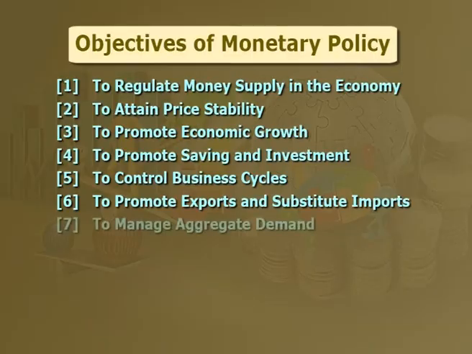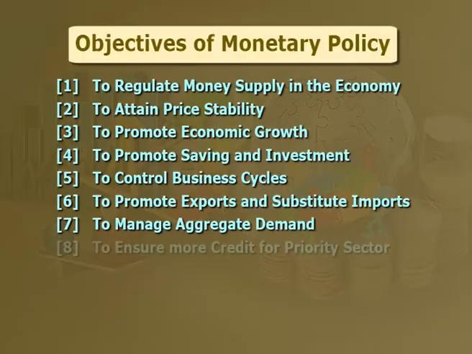By providing concessional loans to export-oriented and import substitution units, monetary policy encourages such industries and thus helps to improve the position of balance of payments. Number 7. To manage aggregate demand. Monetary authority tries to keep the aggregate demand in balance with aggregate supply of goods and services. If aggregate demand is to be increased, then credit is expanded and the interest rate is lowered. Because of low interest rate, more people take loans to buy goods and services, and hence aggregate demand increases, and vice versa.